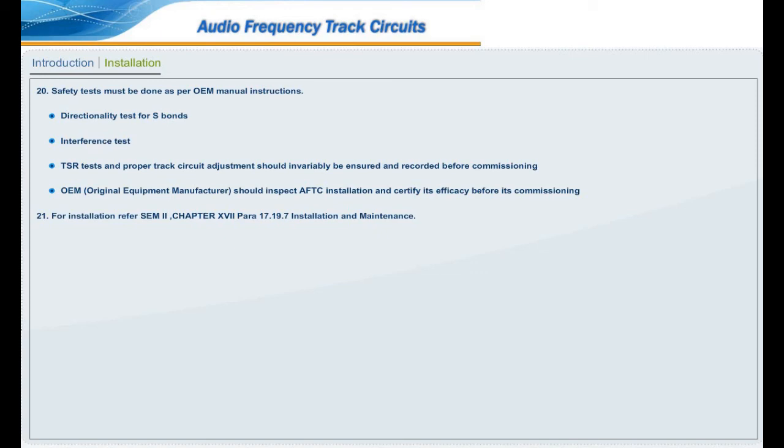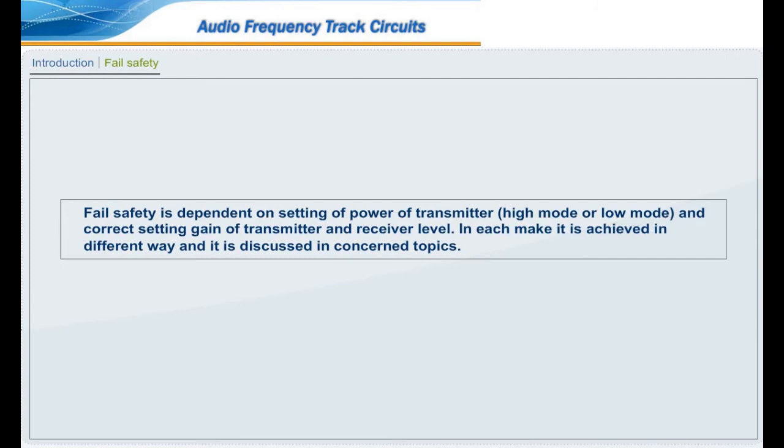Fail safety is dependent on setting of power of transmitter, high mode or low mode, and correct setting of gain of transmitter and receiver level. In each make, it is achieved in different way and it is discussed in concerned topics.